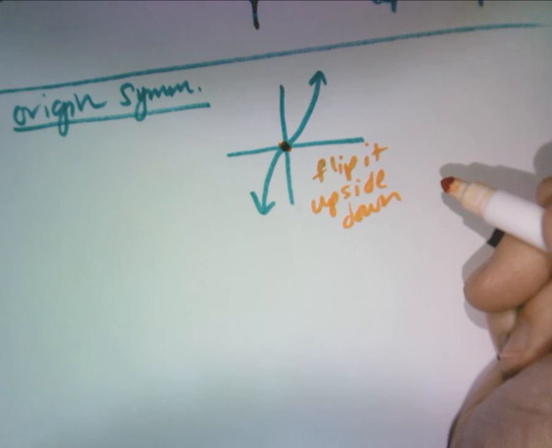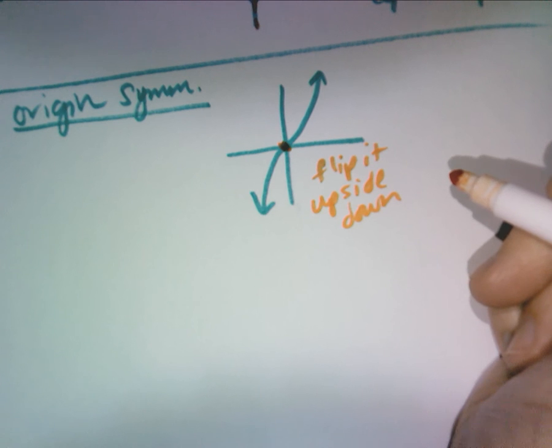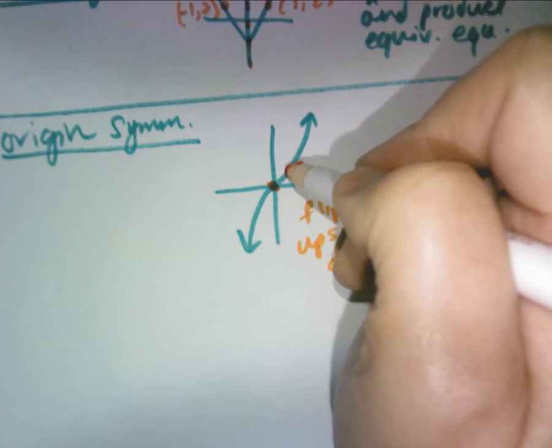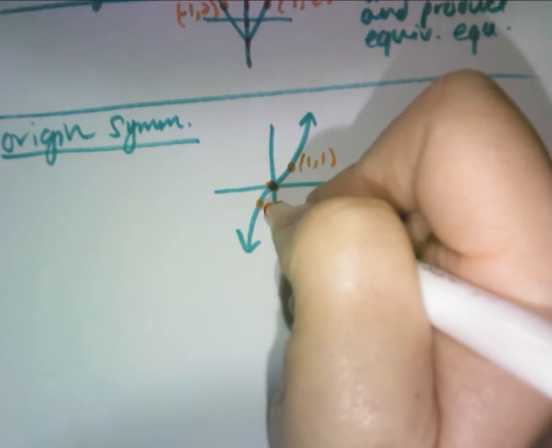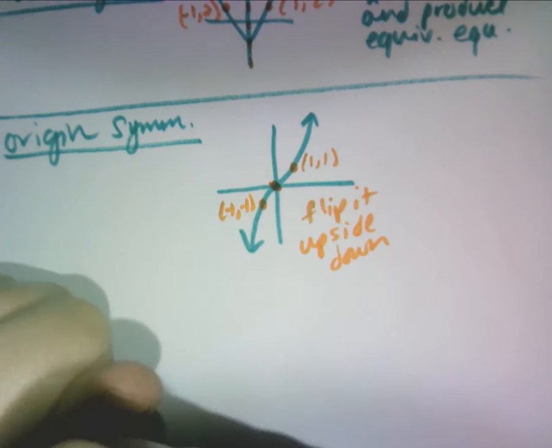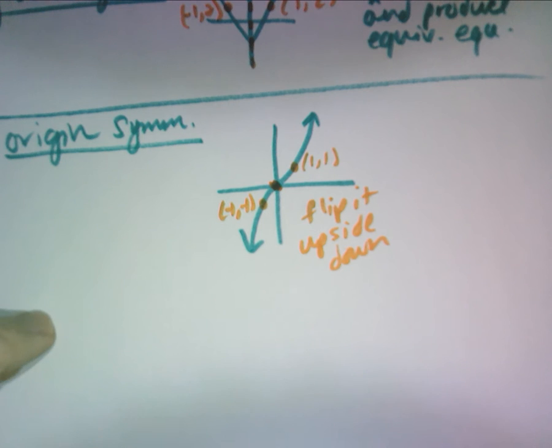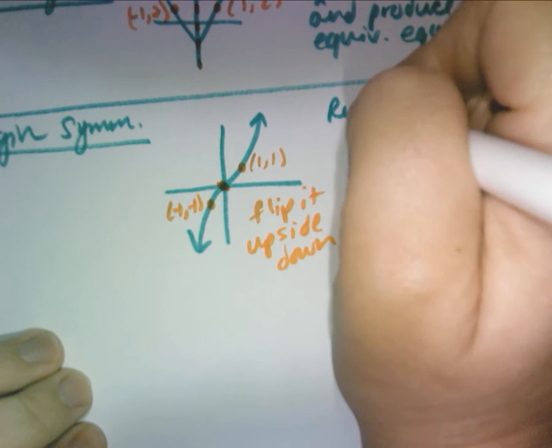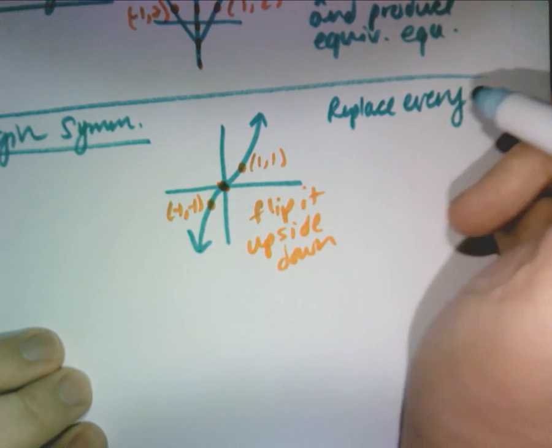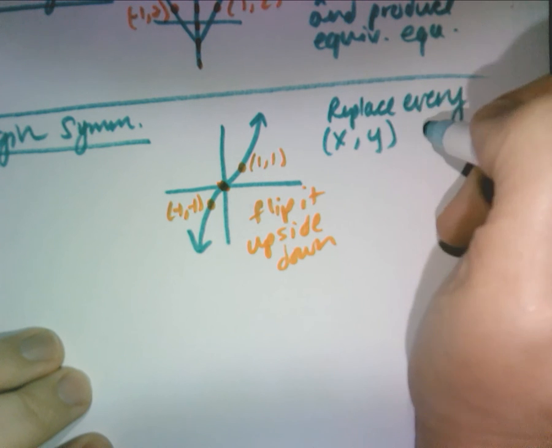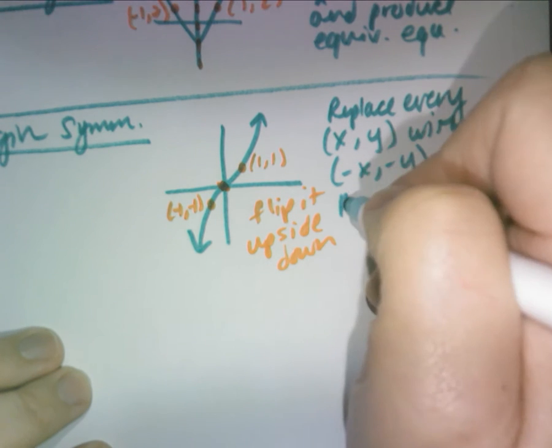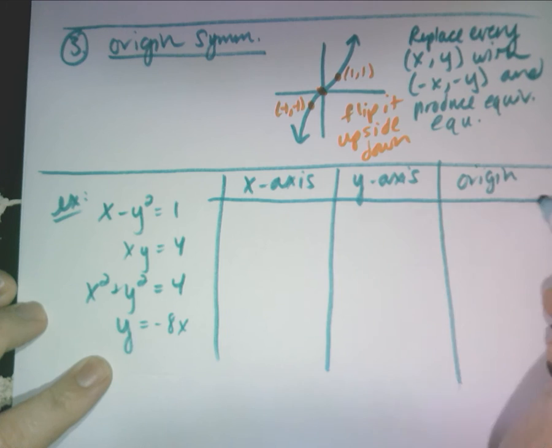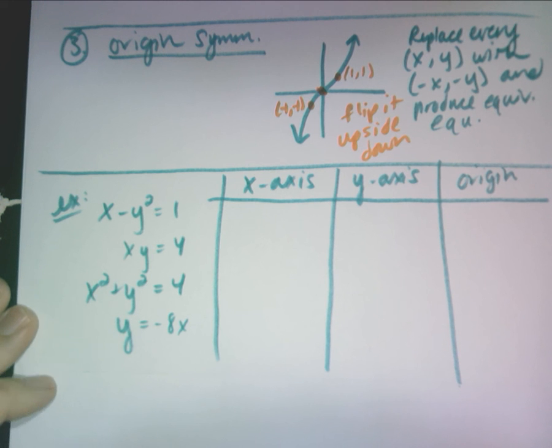If it looks exactly the same, like there's been no shift, then it has origin symmetry. Okay? Mathematically, what's happening is this point right here, let's say this is the point 1, 1. This point down here, its mirror from the origin would be, guess what? Oh, so what happens there? You replace every x with a -x and every y with a -y. So that would be your algebraic way of doing it. Replace every x, y with a -x, -y, and produce an equivalent equation. Now, test for x-axis, y-axis, or origin symmetry for each one of these equations.